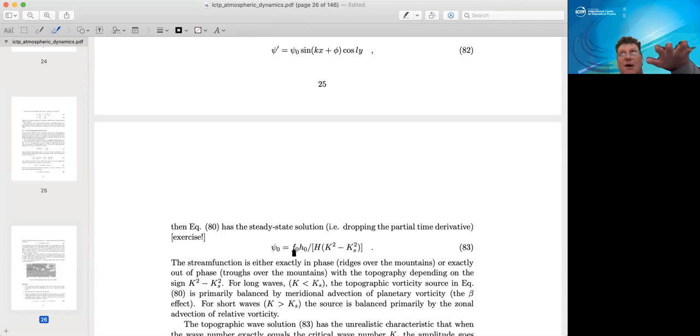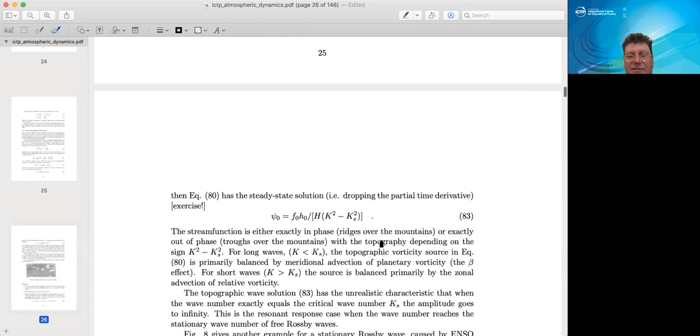So our response will be larger if we have a larger Coriolis parameter, and it will be larger if we have a higher mountain. But then it's divided by the height of our tropopause times k squared minus the stationary wave number squared. So it's an interesting feature here.